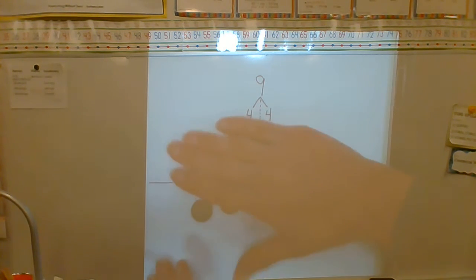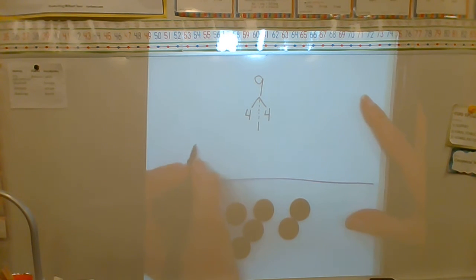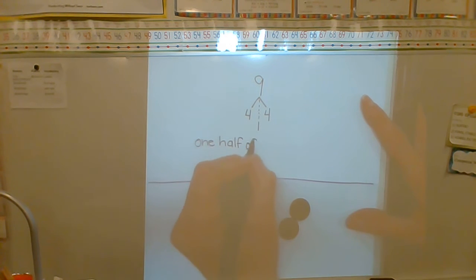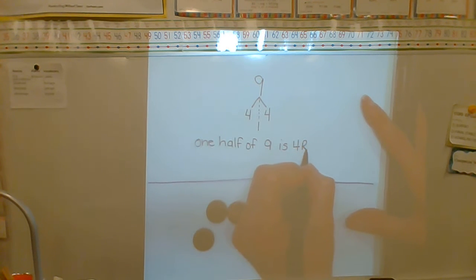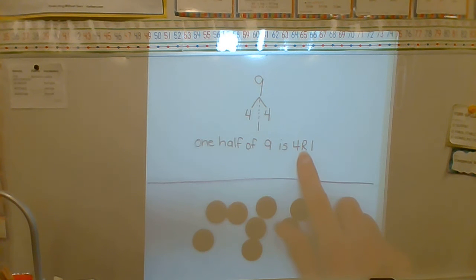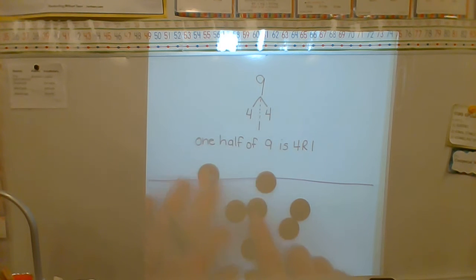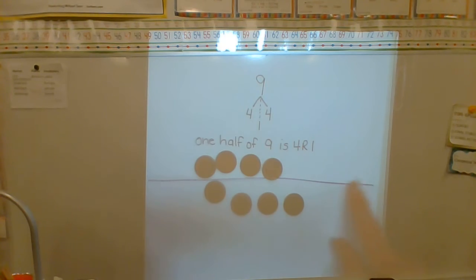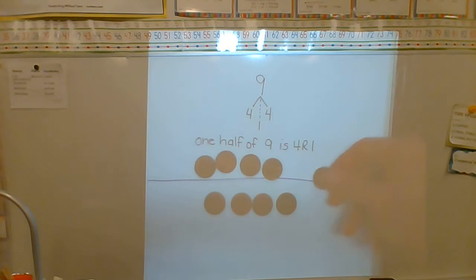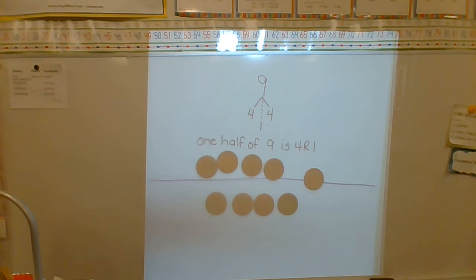We can also write it like this. 1/2 of 9 is 4, remainder 1. That capital R means remainder, and remainder means leftover. When we divided them, I could give 4 to my friend, and I could have 4, but we did have 1 left over. So this is how we work on an odd problem, okay, an odd number rather.